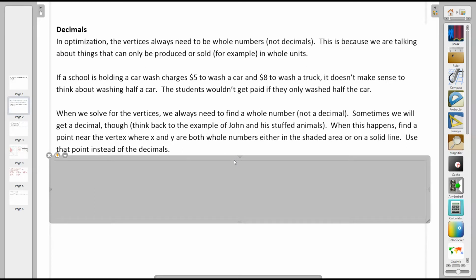Sometimes we get a decimal. Think back to the example of John and his stuffed animals, and we'll look at that in just a second. When this happens, we need to find a point near the vertex where x and y are both whole numbers, either in the shaded area or on a solid line, and use that point instead of the decimals.